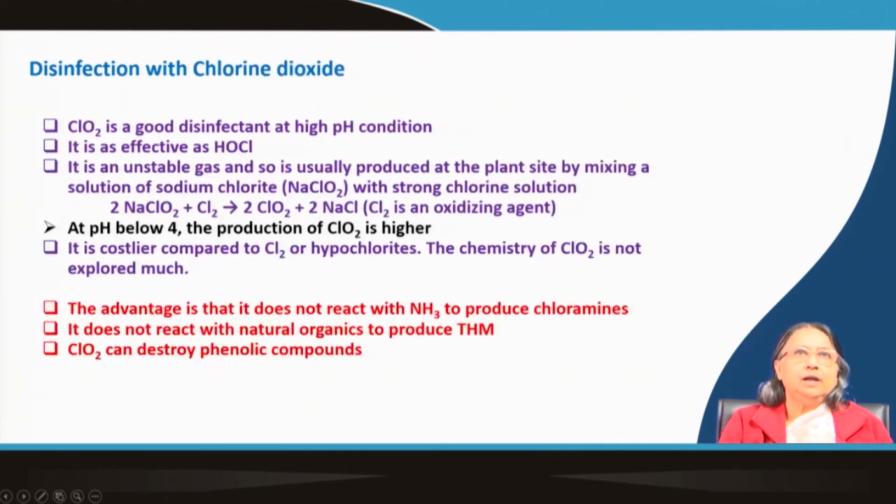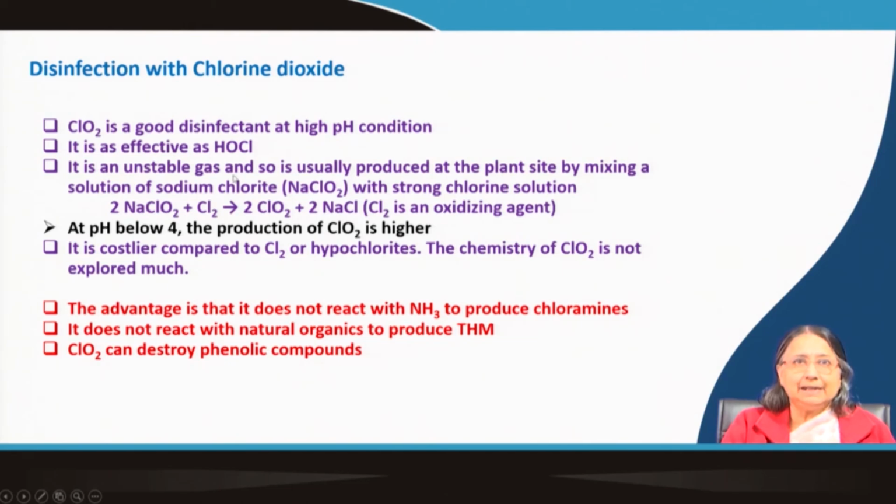Now, disinfection with chlorine dioxide, ClO2. Chlorine dioxide is a very good disinfectant at higher pH conditions. These are the observations. It is as effective as HOCl, which is a very good disinfectant. I told you that among the 3 free chlorine residuals, this is the most effective. So, chlorine dioxide is also very effective and can act at high pH conditions.